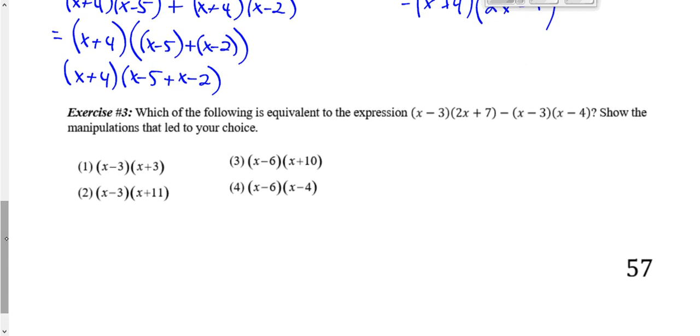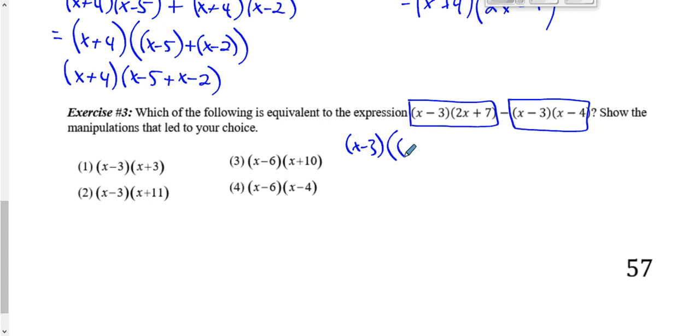Okay? What is between this term and that term? x minus 3. We can factor out an x minus 3. So let's do that. So x minus 3, and then what will be left in the parentheses? x plus 7. Minus, and now I definitely need the parentheses, right? It didn't matter before when I was adding them, right? And x minus 4, right? Okay?